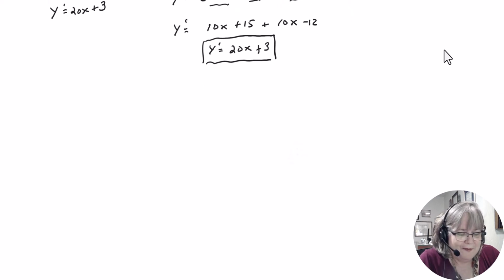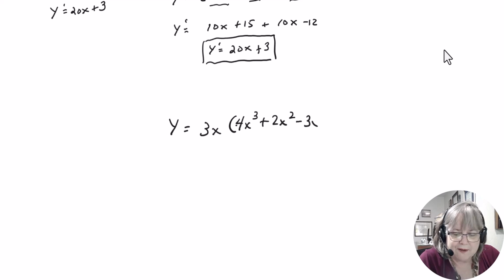All right. So let's look at f of x. I think that's just going to make you wonder about what's f and what's g if we do that. So let's call it y. 4x cubed plus 2x squared minus 3x.